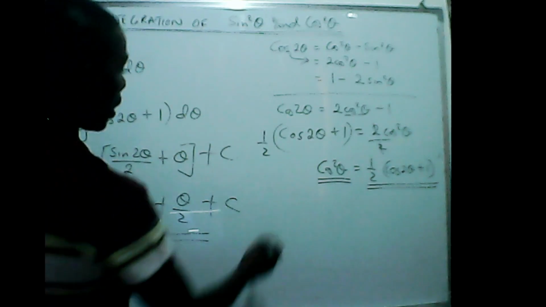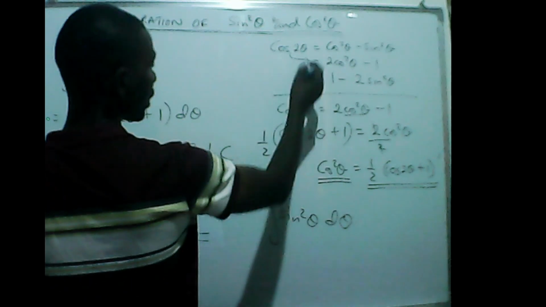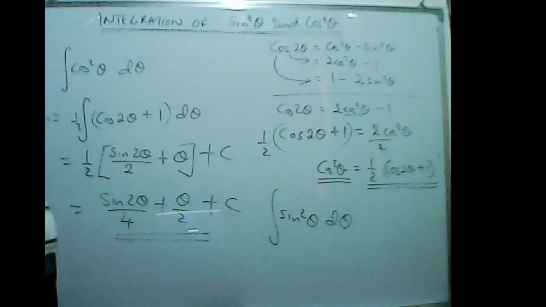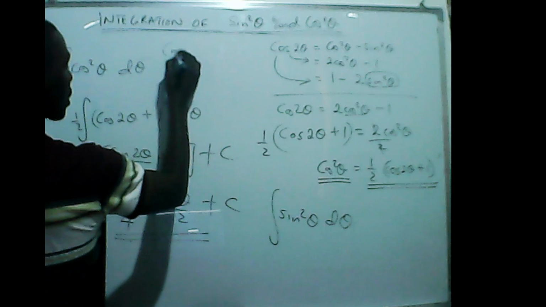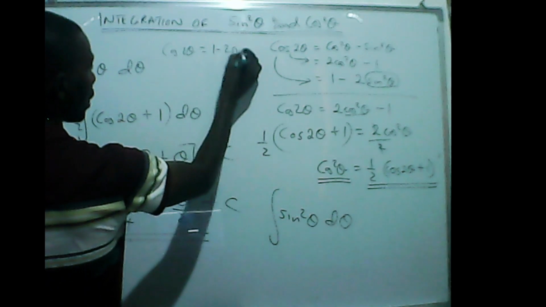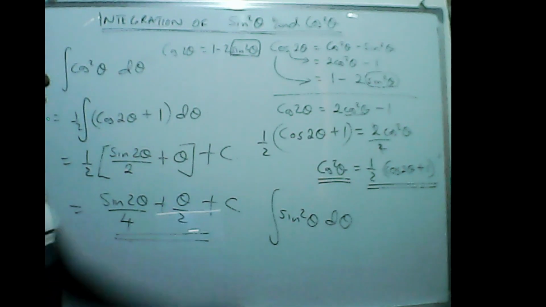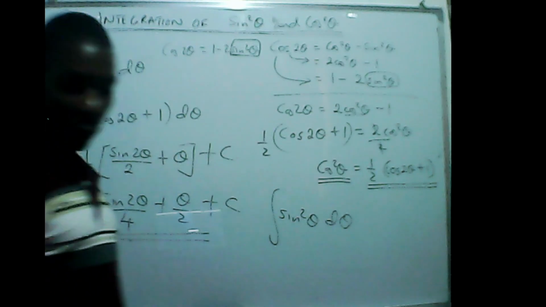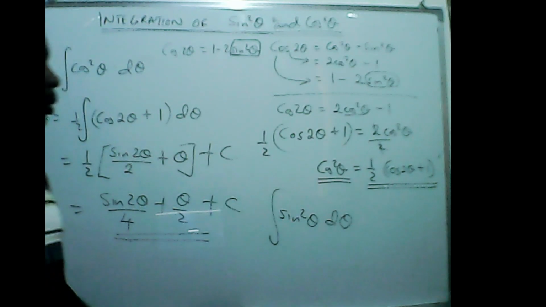Then for sine squared theta, if you want to integrate sine squared theta d theta, you have to use this identity with this one. So taking cos 2 theta equals 1 minus 2 sine squared theta, you have to make sine squared theta the subject of the formula. So try to attempt this question and compare your answer with the one that I'm going to get after working. So please pause this video and try to attempt sine squared theta d theta.